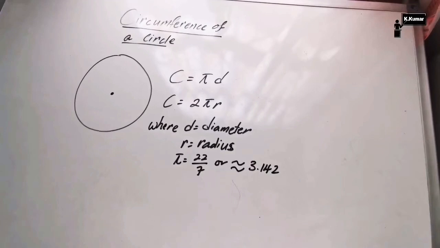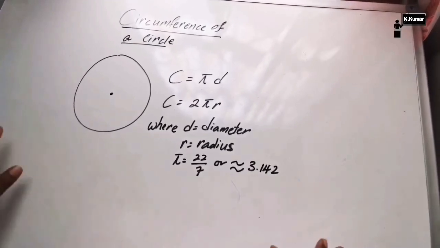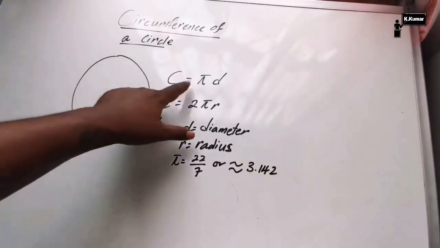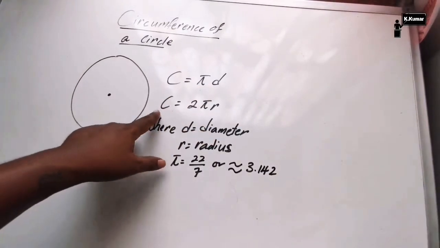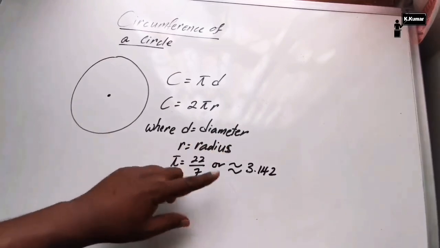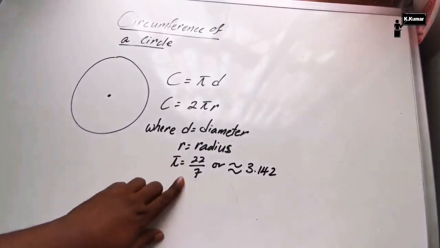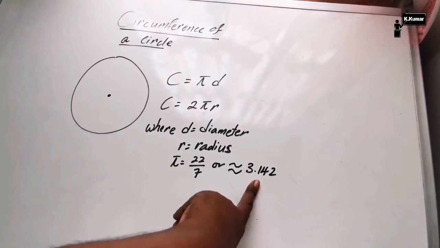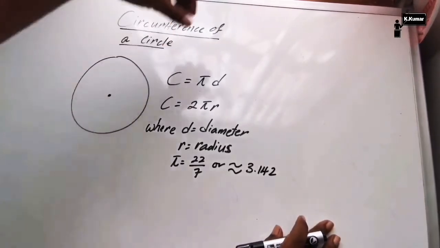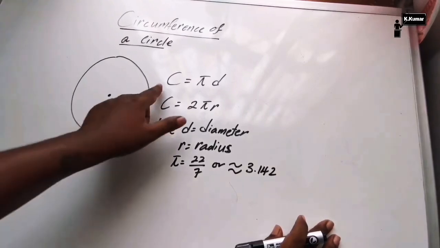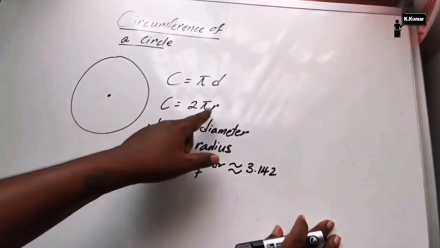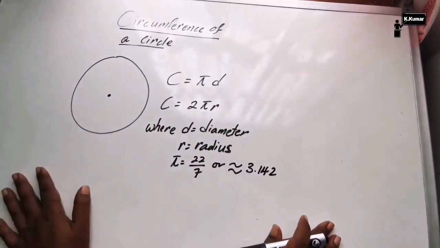So the first thing we're going to look at is the circumference of a circle. There are two formulas to find the circumference of a circle. The first one is C equals pi d. Then you have C equals 2 pi r, where d is the diameter, r is the radius, and pi is equal to 22/7, or approximately 3.142. If you're given the diameter, then you use C equals pi d. If they give you the radius, then you use C equals 2 pi r.